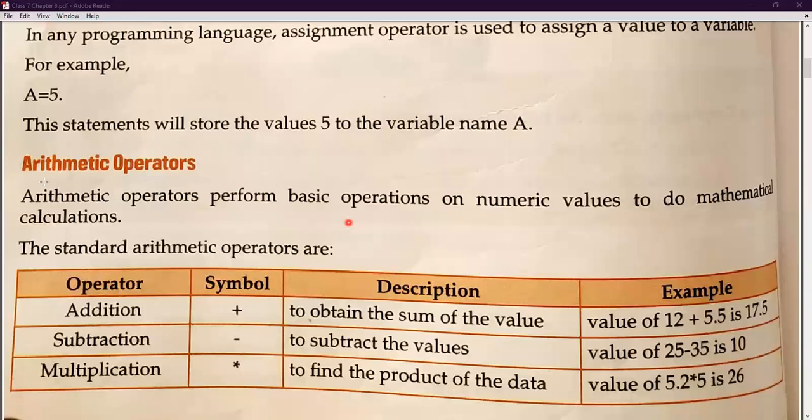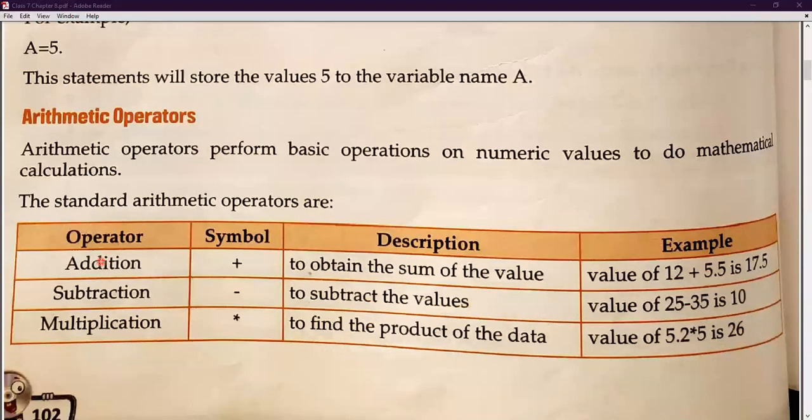Now we will understand the arithmetic operators. Arithmetic operators, as the name suggests, use mathematical symbols, as you do in your maths class. For addition, you use the plus sign. For subtraction, you use the minus, or hyphen, sign.